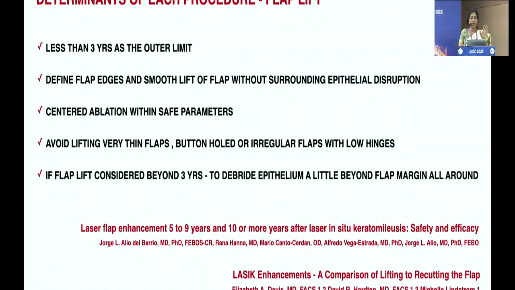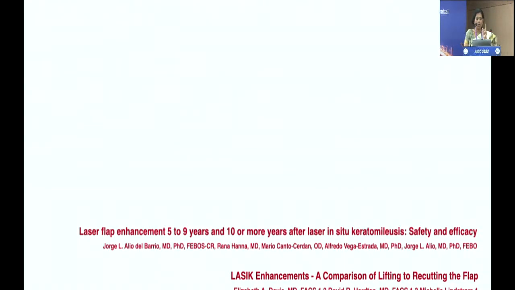Again, it is important that the ablation should be safe, absolutely centered. And we should try to avoid lifting thinner flaps, which you can see on AS-OCT. If there is a buttonholing or an irregular flap or a low hinge, we just do not lift those flaps. But if the flap lift for some reason is being considered beyond 3 years, it is important that we debride the epithelium a little beyond the flap margin all around.